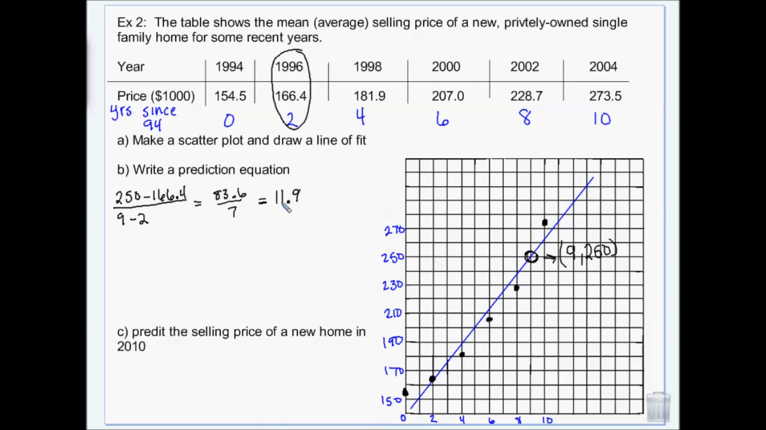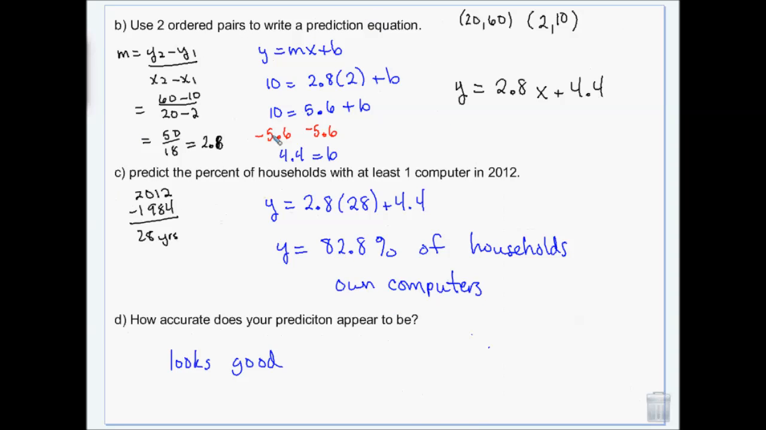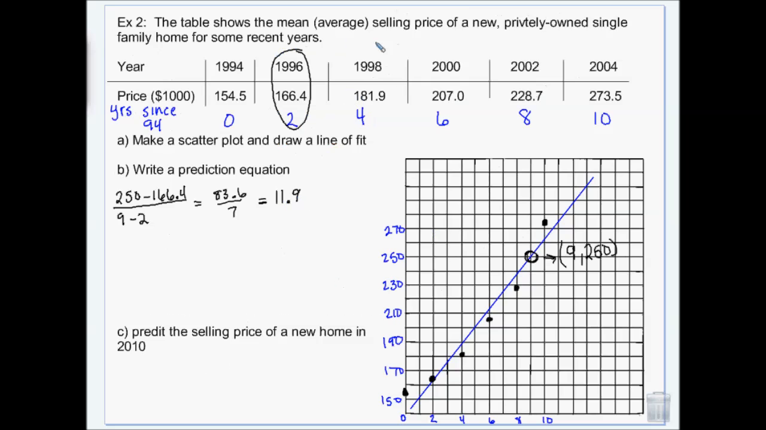What this means is the house prices are going up about $11,000, $12,000 per year on average. And then from there, I'm going to find my prediction equation. I need to find my y-intercept, and we used y equals mx plus b last time. Does anybody want me to use the point slope where you have y minus y1 equals m times it? Nobody? Okay. So we use y equals mx plus b again.